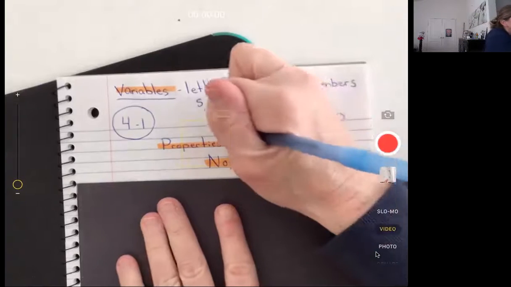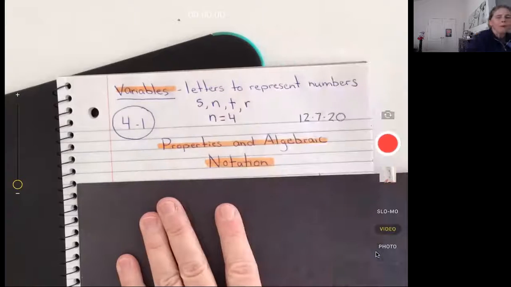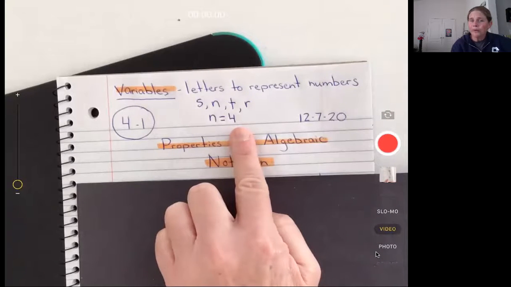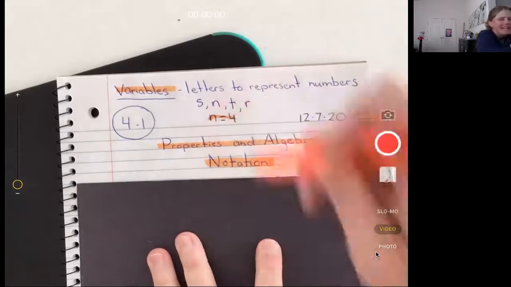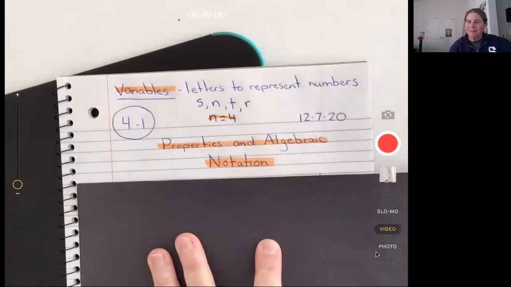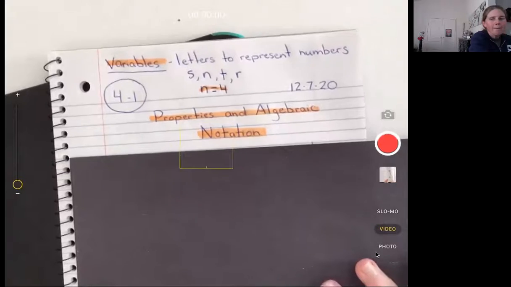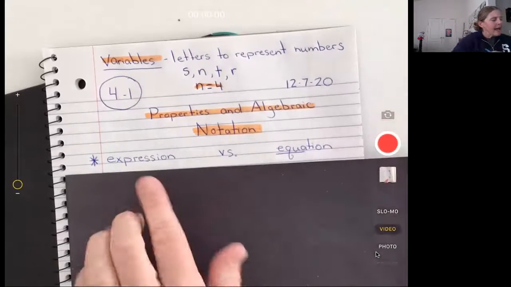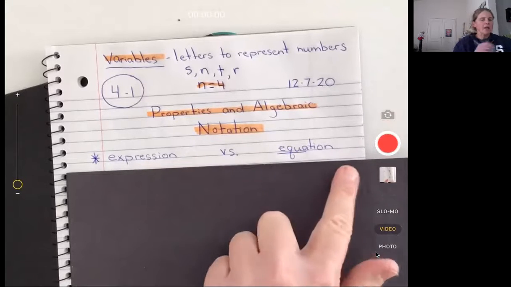Okay? Sometimes we might be seeing something that looks like N equals 4. They will tell us what the variable equals, and then we'll get to plug it into our equation. So I want you to just keep that in mind. We're going to be seeing a lot of variables coming up in Unit 4. All right, moving on down. Properties and algebraic notation, that's kind of the title for today. And I want us to look at expressions versus equations.